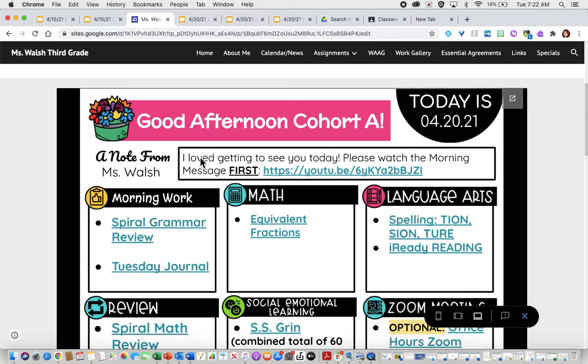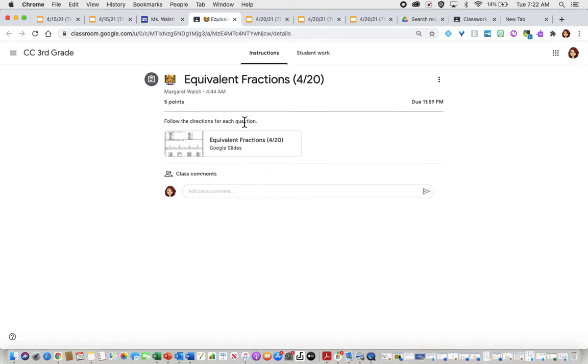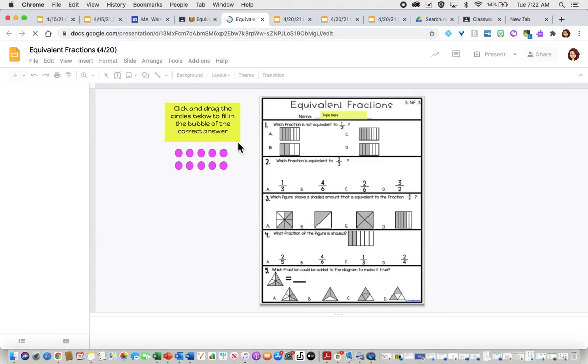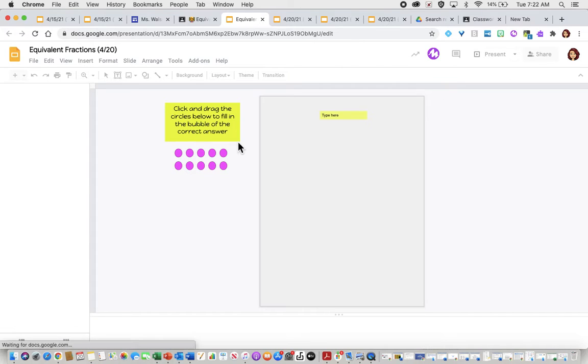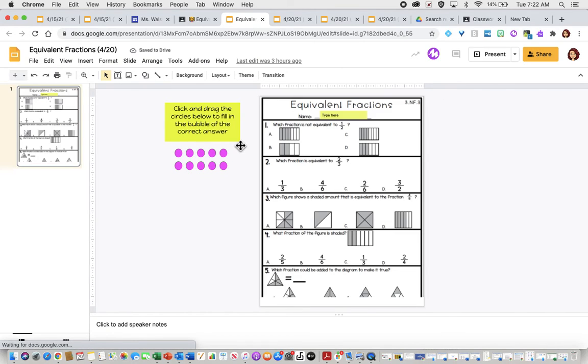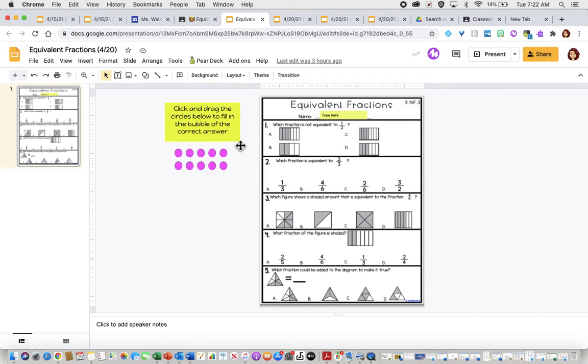Then after journal, you will see you have equivalent fractions. We are going to be wrapping up equivalent fractions today and tomorrow, making sure that we feel really, really confident. I'm going to use this time to check in with friends so that when we move on to our next part of fractions, we will feel perfectly scholarly and perfectly ready for it.